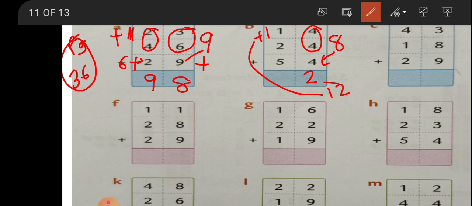Now what we will do, first you add these number. 2 plus 1. 1 added to the number will give you the after number. So 2 plus 1 will give you 3.